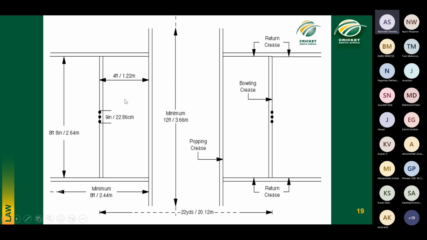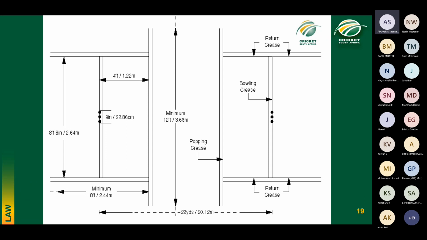For me, an easy method to remember these measurements: all I remember is the measurement from the back edge of the bowling crease to the back edge of the popping crease, that is 1.22 meters. If I multiply that by 2, 1.22 multiplied by 2 is 2.44 meters. And what is that? That is the minimum length of the return crease. And if I take 1.22 and multiply it by 3, I get 3.66 meters. And that is the minimum length of the popping crease. And just to confirm, the bowling crease is 2.64 meters.